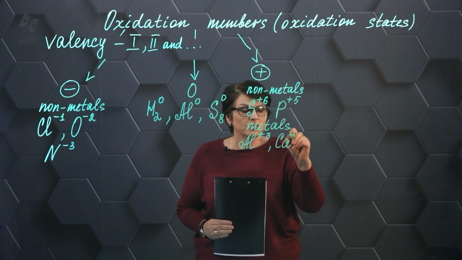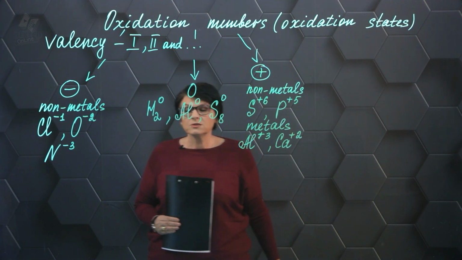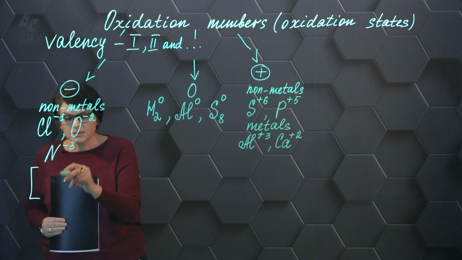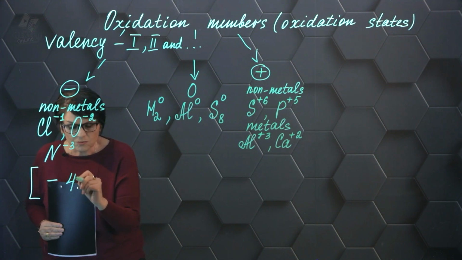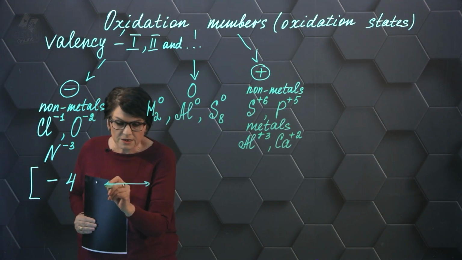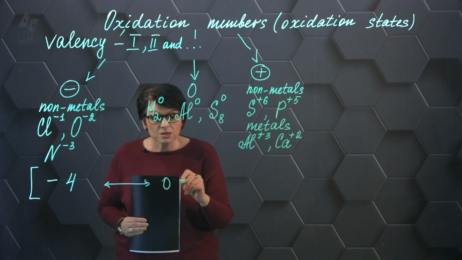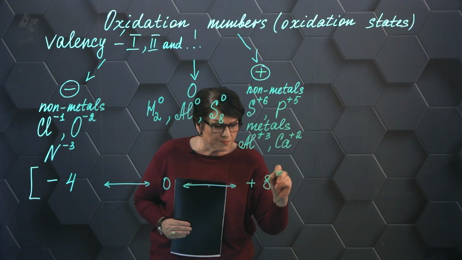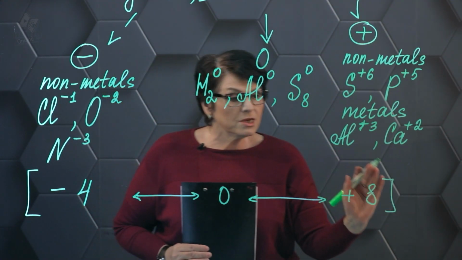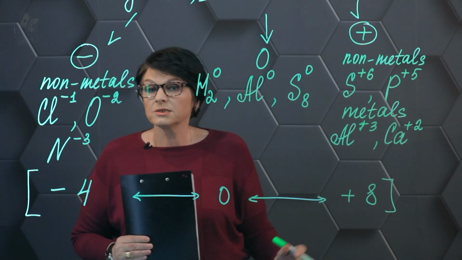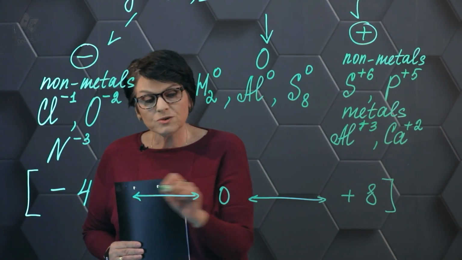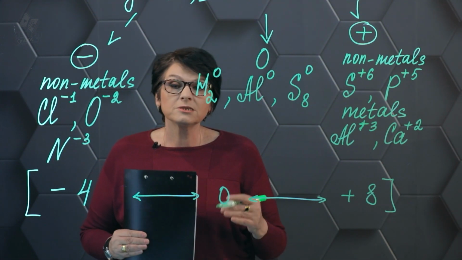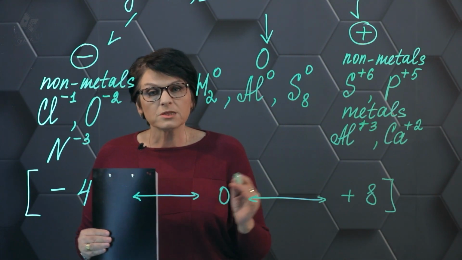Then it's a very important point to know the limits of where the oxidation degree is. So the smallest oxidation degree might be -4. Then it moves up to 0, for example. It can move up to a maximum of +8. Below -4 or above +8, the oxidation degree cannot have a value. This is very important to remember because when you calculate the degree of oxidation, it's very important to keep this in check and realize that these are the limits.